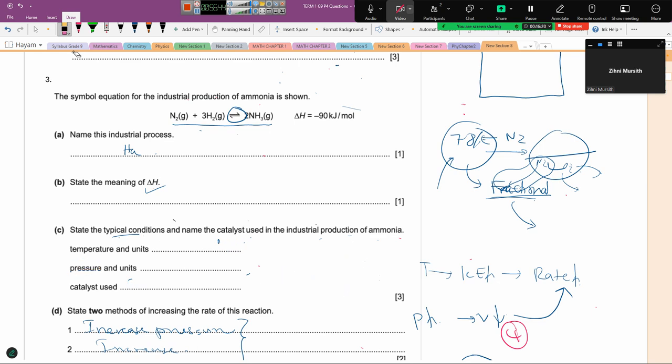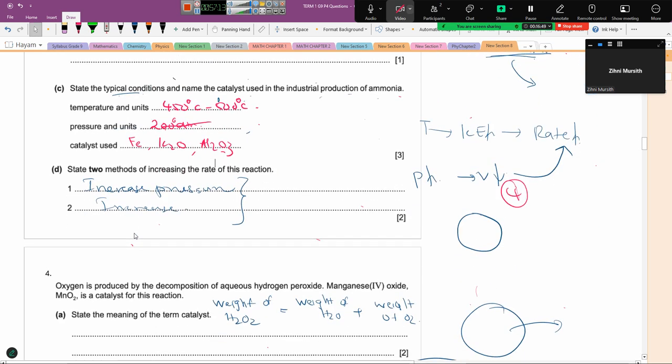After that, they will ask you to write down the typical conditions that we use. What is the temperature? 450 degrees Celsius to 500 degrees Celsius. And what is the pressure? 200 to 300 atm. And what is the catalyst we use here? Fe or K2O or Al2O3. These are the catalysts that we use.